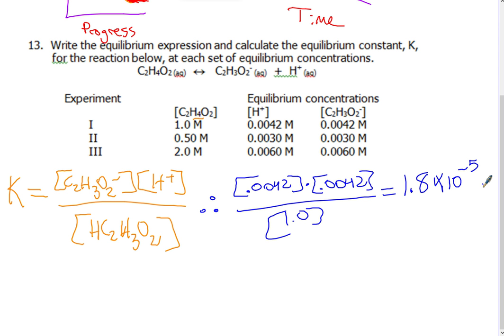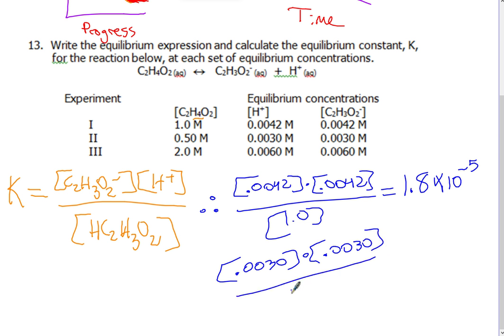And then if I do experiment 2, what should I get this time? The same answer, right. K stands for constant. As in, we constantly get the same answer. And so this reaction always has the same ratio. It always has the same ratio.